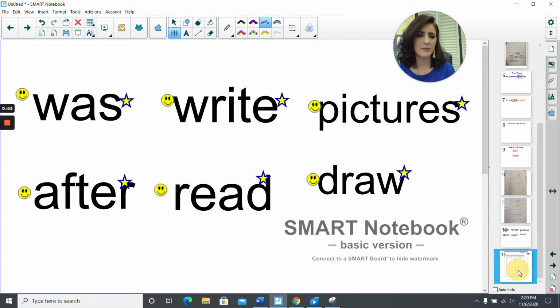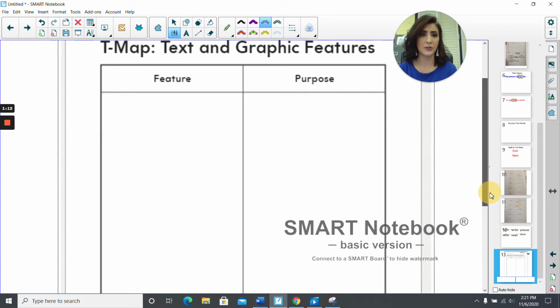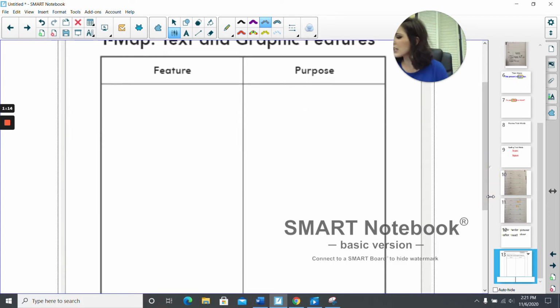Okay, let's move on. So, we talked a little bit about this yesterday, that our target skill of the week is learning how to use text and graphic features. So that just means they do something special to the words in the story, or they have a special picture to help us learn more about what they're talking about, which is Dr. Seuss this week. So let's take a look at some examples.